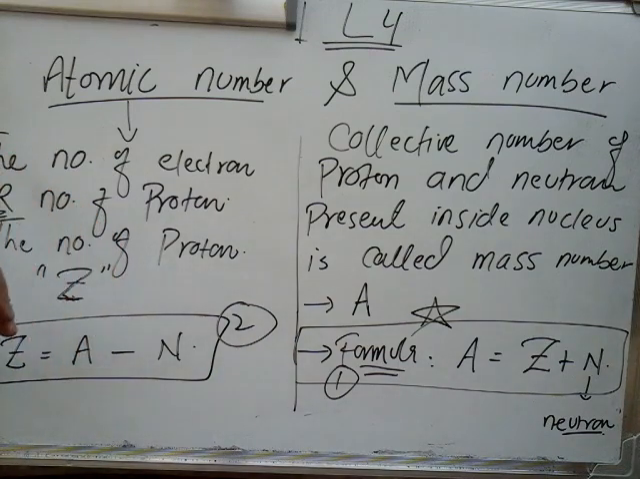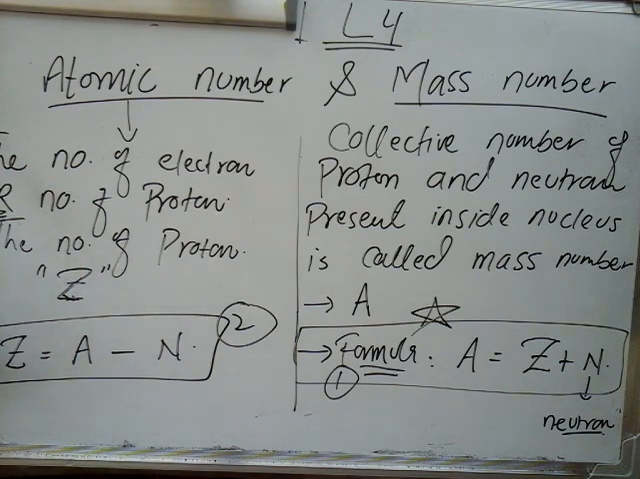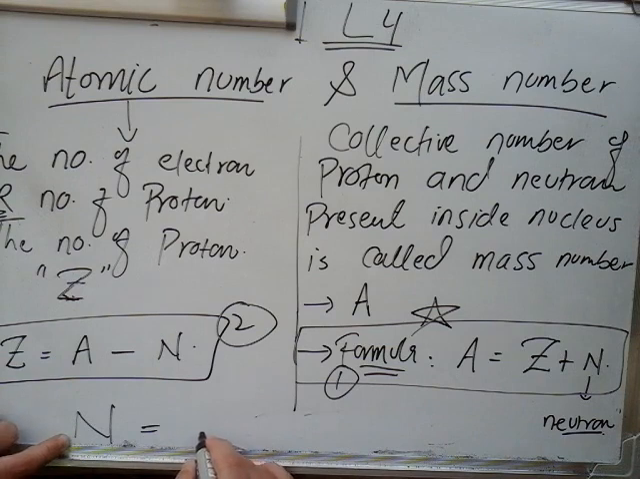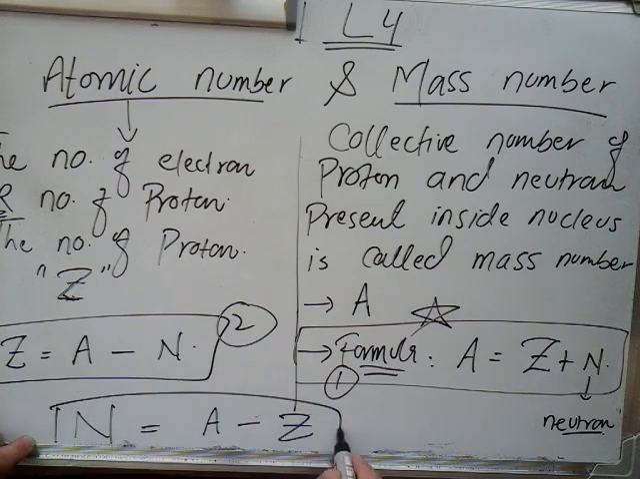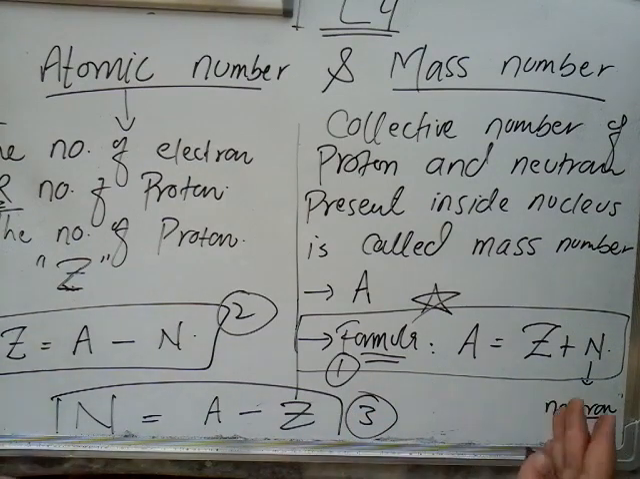If we know the mass number and neutron number, we can easily find the number of protons or atomic number by deducting the number of neutrons from the mass number. Is that clear? So this is how atomic number and mass number work. You can also find the number of neutrons from this first principal formula, that is, number of neutrons is equal to mass number minus atomic number. So this is the third formula.